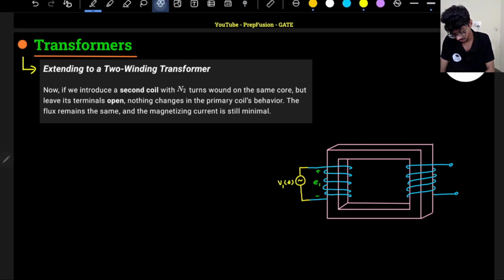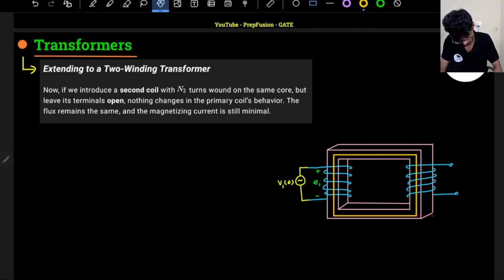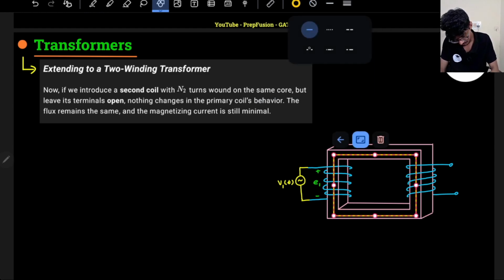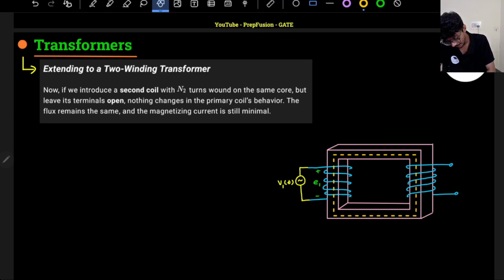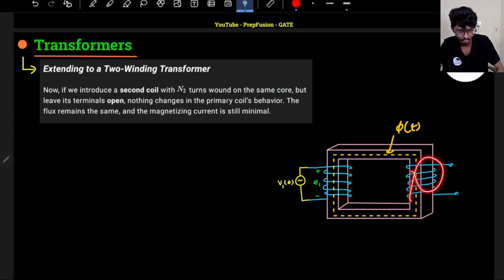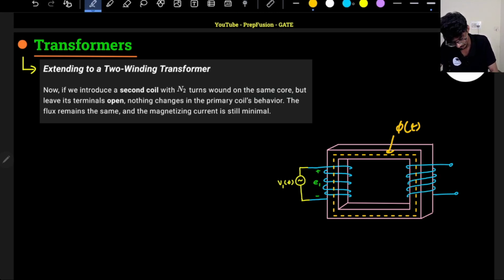The flux will be a time varying flux. Due to this time varying flux, this phi of t actually flows through winding 2 as well, the secondary winding. Let's assume the primary has n1 number of turns and there are n2 number of turns in the secondary.